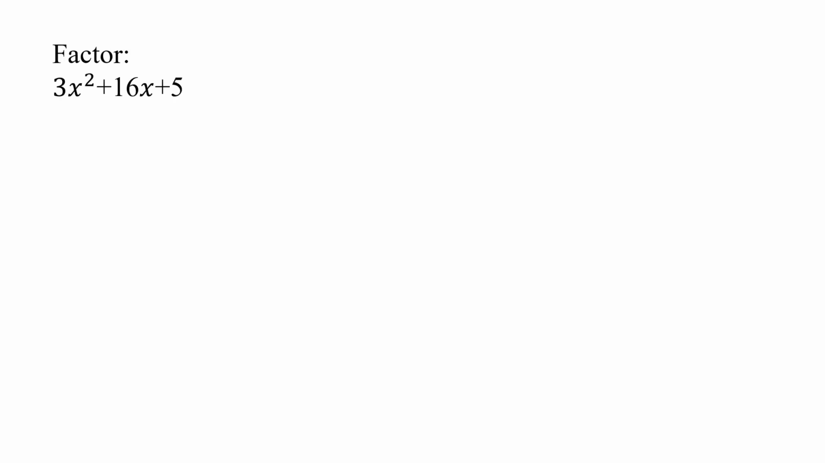When a is not 1 and I have to factor a trinomial, I like to use the AC method. It's called the AC method because it uses a times c. Remember, a is our first coefficient, that's the 3, and c is our final constant, that's the 5. So when we multiply a times c, 3 times 5, we get 15.